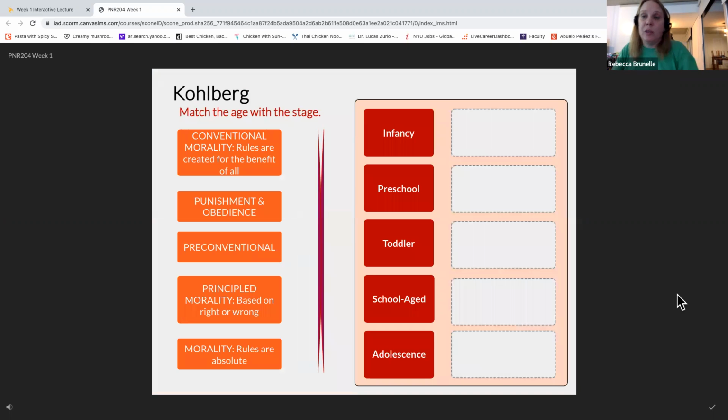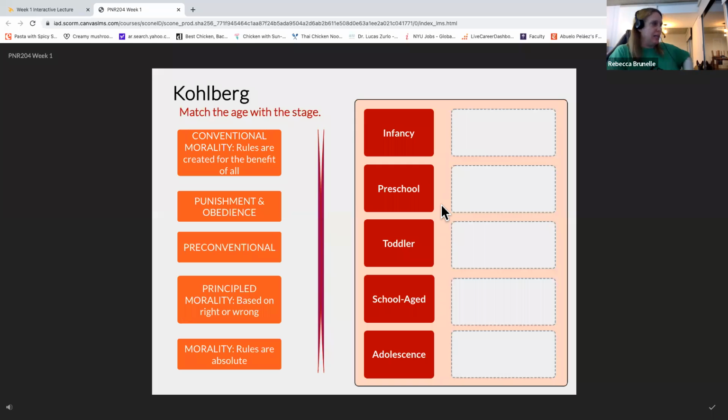All right, so the other theorist that we study this week is Kohlberg, and he's the theory of moral development. And it's the same thing where they put these in a weird order because it obviously goes infancy, toddler, preschool. So we'll do it in the correct order, but just note that on this slide, they're in the wrong order. So what stage is an infant in from their moral development?